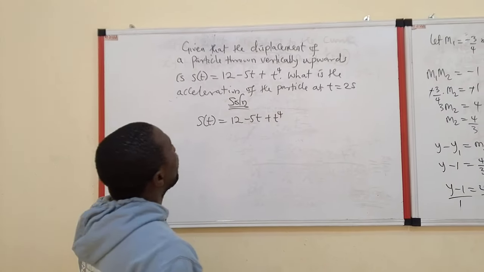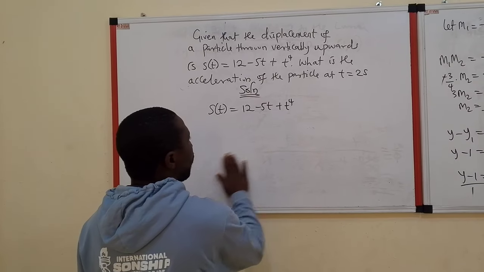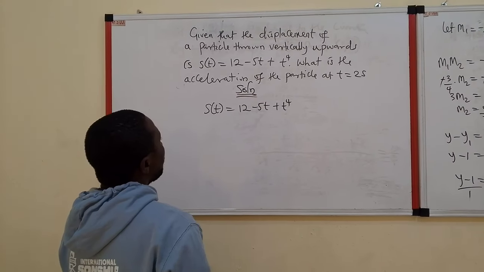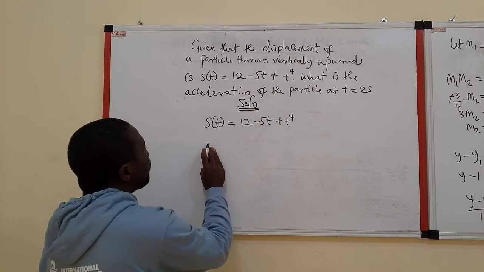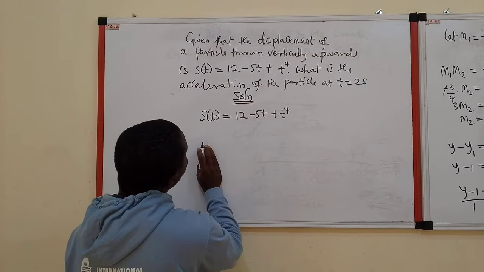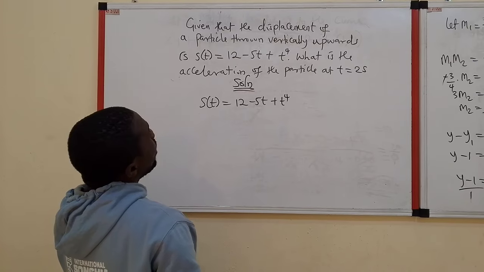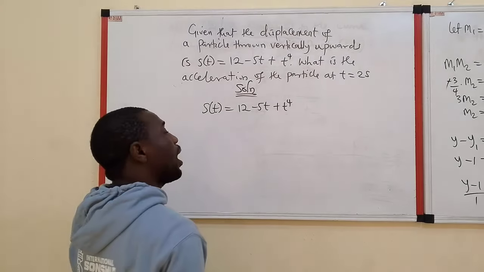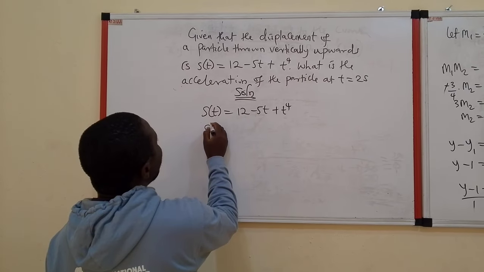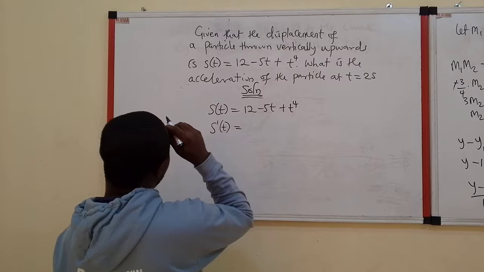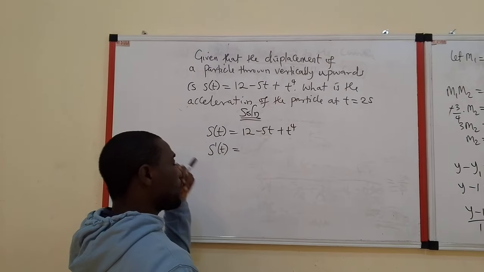What do we do? Very simple. This is what we are going to do. We differentiate it. This is the displacement function. Now we are going to differentiate this function to get our velocity function. So we now look for s prime of t. S prime of t means you differentiate s of t.